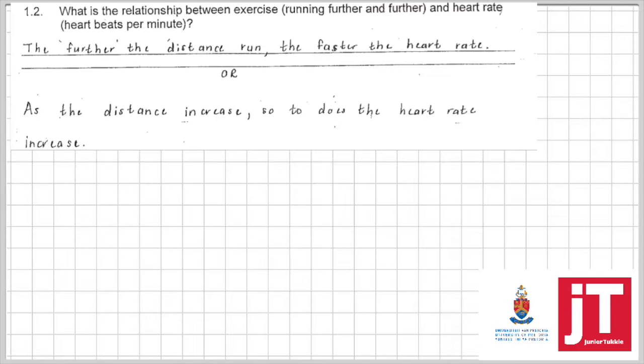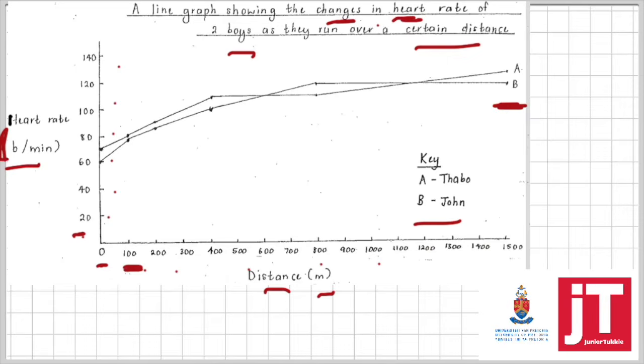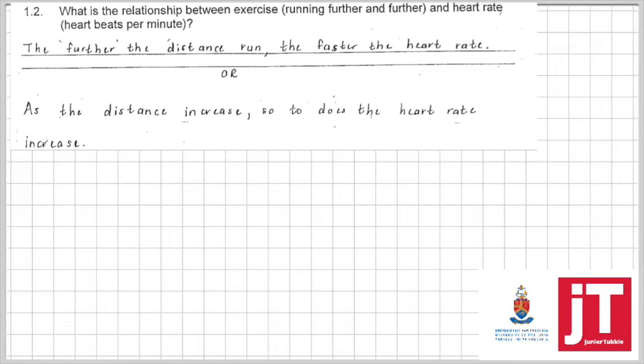Right. There's a question based on the graph. So what is the relationship between exercise and heart rate? So let's go back. So exercise. As the boys are running further and further, what's happening to their heart rate? You can see their heart rate is increasing. So the further the distance run, the faster the heart rate. Or you could have said, as the distance increases, so too does the heart rate increase. Right. That was the first jagged line graph.